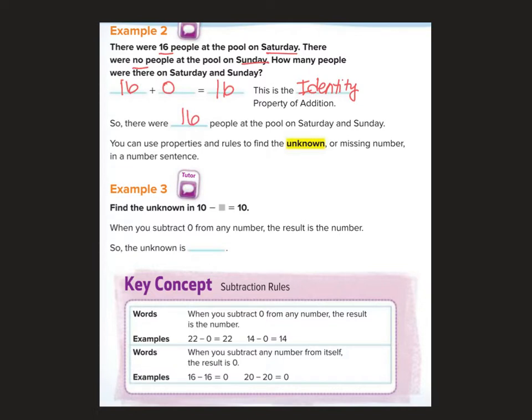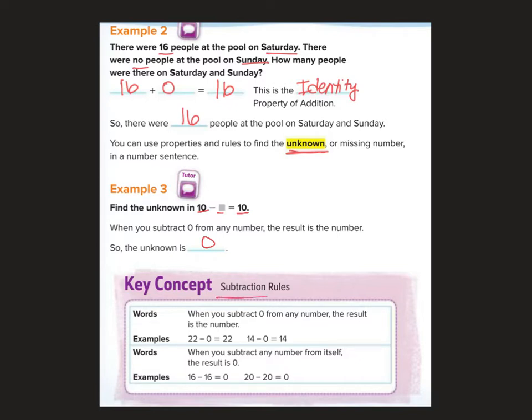You can use properties and rules to find the unknown or missing number in a number sentence. Let's look at example 3. Find the unknown in 10 minus blank equals 10. So here we're going to talk about subtraction rules. When you subtract 0 from any number, the result is the number. So the unknown is going to be 0, right? 10 minus 0 is 10.